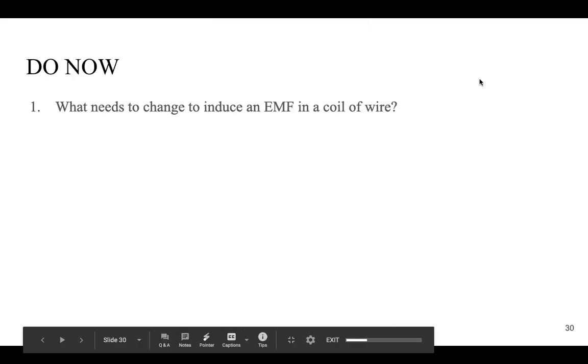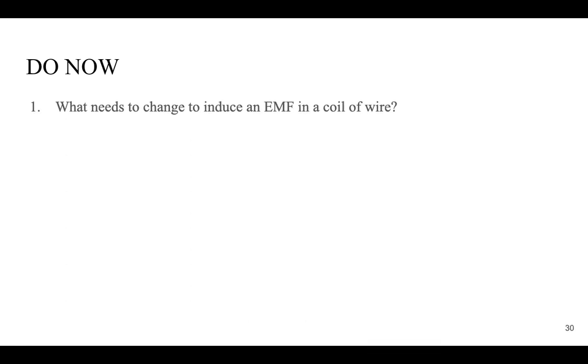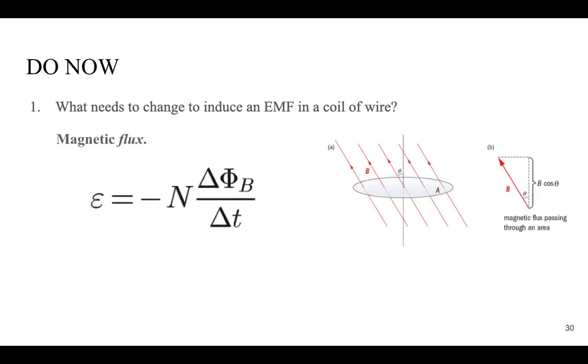So, what needs to change to induce an EMF in a coil of wire? Well, I had been saying that you need a changing magnetic field to induce a current or a voltage, an EMF, but that's not strictly true. What actually needs to change is the magnetic flux. So here's your formula for EMF: EMF is equal to minus N times the change in magnetic flux, delta phi sub B, over change in time.